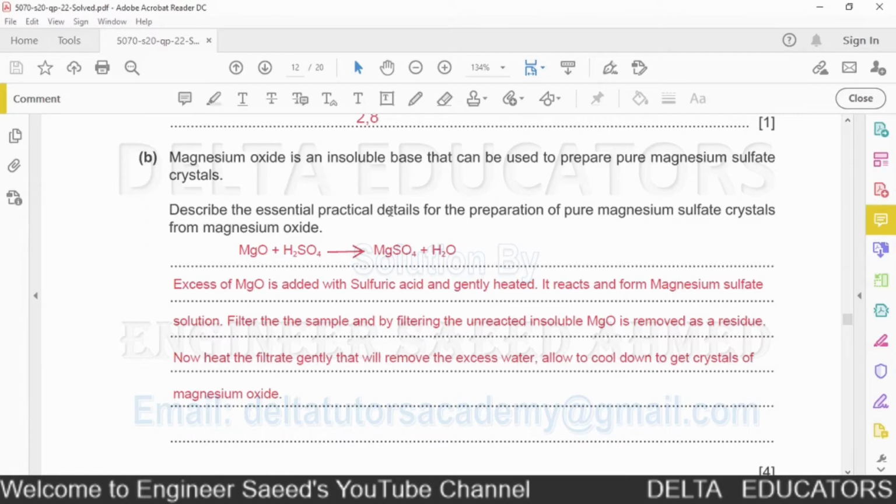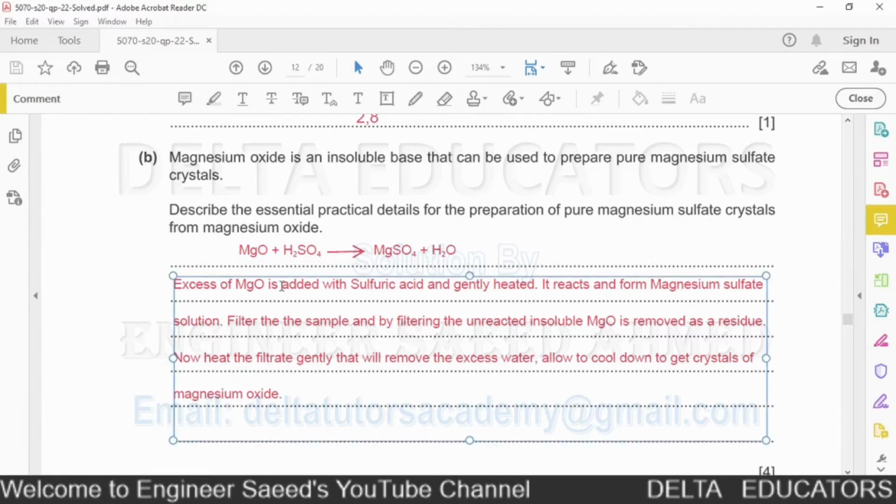Now this solution is gently heated. When we gently heat, the excess water will be removed from the solution and when it is cooled down, it will be converted to magnesium sulfate crystals. So in this way, we will get pure magnesium sulfate crystals.